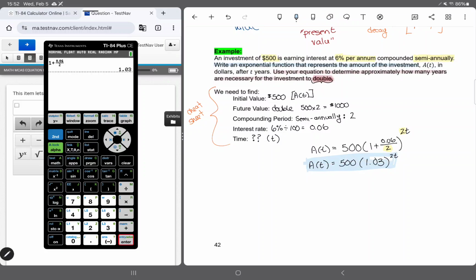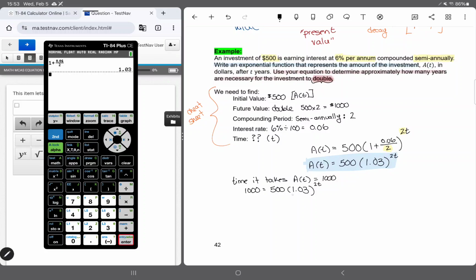Part 2 then wanted us to solve for how long it takes for us to double. So we're going to solve for the time it takes for A(t), our future value, to equal 1,000. So I'm going to put in 1,000 for A(t), which is going to equal 500 times 1.03 to the power of t.